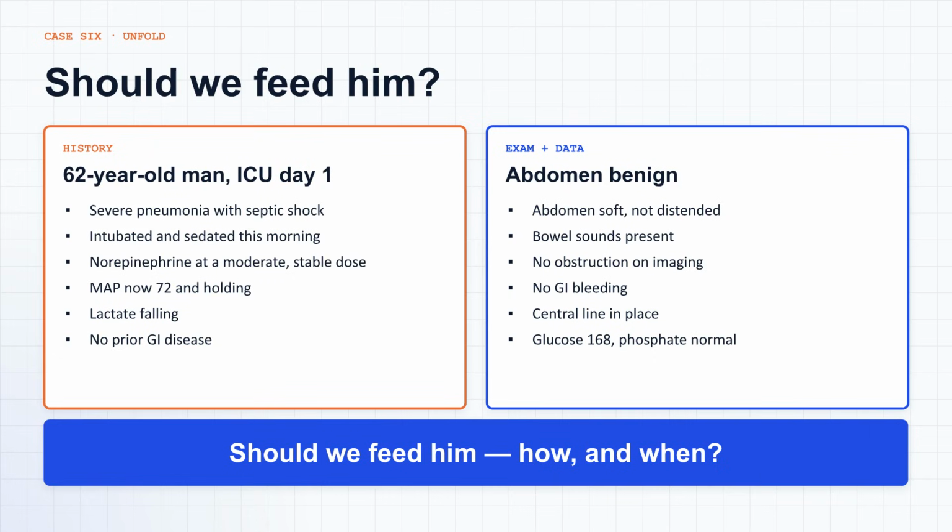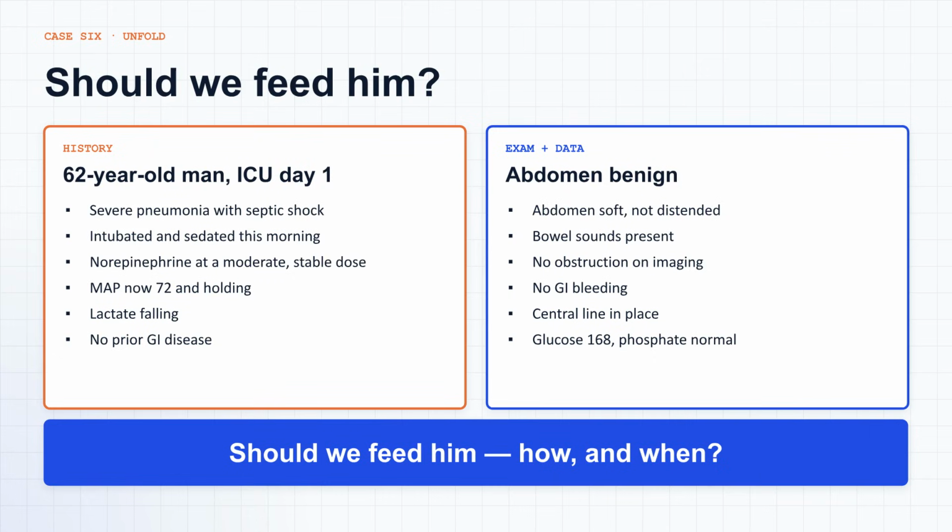A 62-year-old man admitted this morning with severe pneumonia and septic shock. He is intubated and sedated. He is on a moderate dose of norepinephrine, and his blood pressure is now stable. His lactate is falling. His abdomen is soft and not distended. He has bowel sounds. There is no obstruction and no gastrointestinal bleeding.